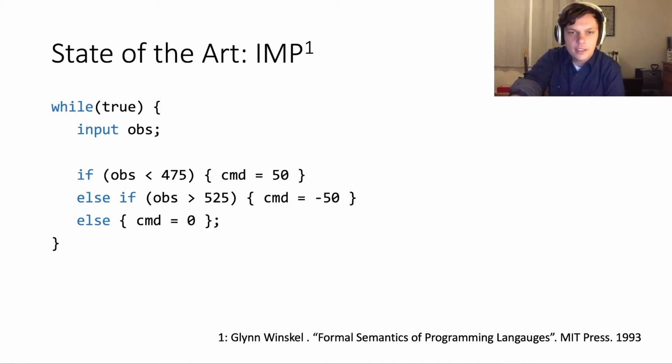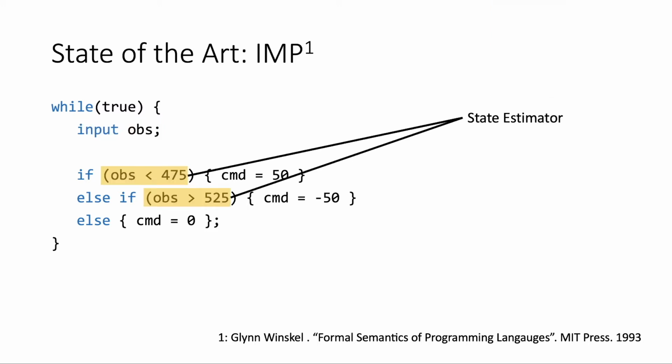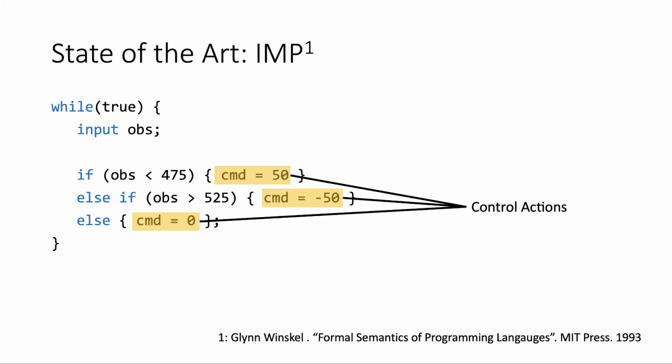So we're going to use this pedagogical language IMP, and this is a very simple language, but it will be sufficient for our purposes. So to start off, we're going to input an observation obs from the environment. We're then going to use a state estimator that is coarse-grained, so it says we're either too low, too high, or just right. And then using the state estimator, we're going to have control actions. So if we're too low, increase by 50. If we're too high, decrease by 50, and otherwise do nothing.